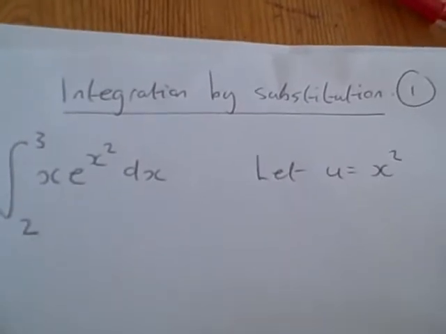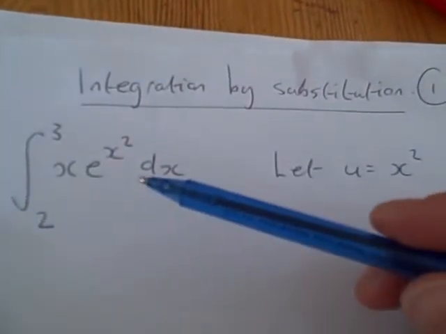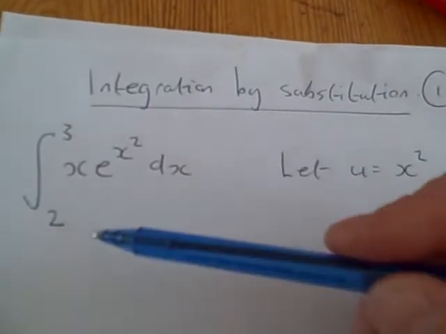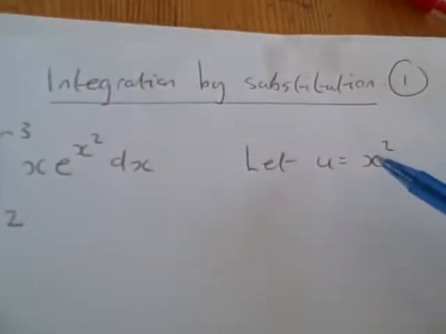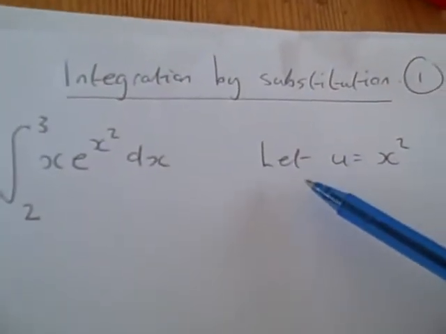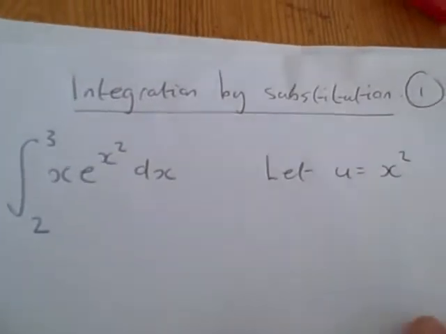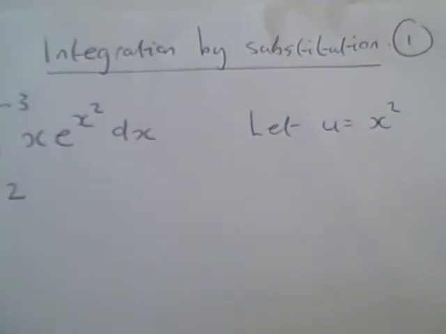So I'm going to show you an integration by substitution. I'm going to integrate x e to the x squared dx between 2 and 3. And we've been given the substitution, let u equal x squared. So how do we proceed with this?